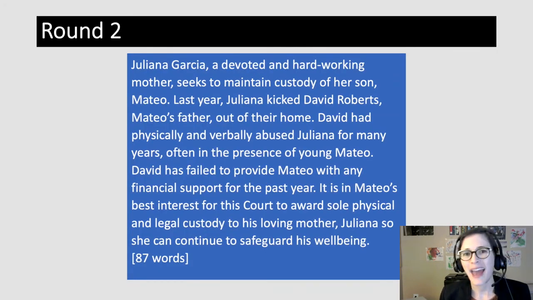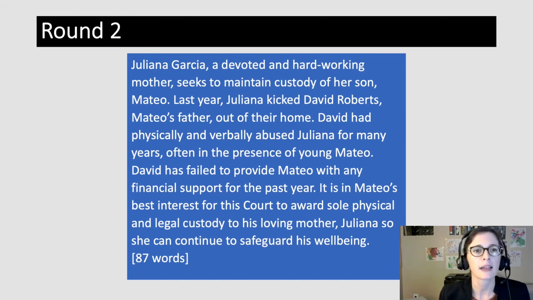All right, we're back. So now we're going to look at a second version of this case theory and see how it improves upon the first and also identify some areas for improvement in the editing process. Here we have Juliana Garcia, a devoted and hardworking mother who seeks to maintain custody of her son, Mateo.